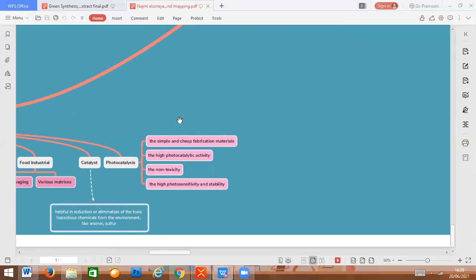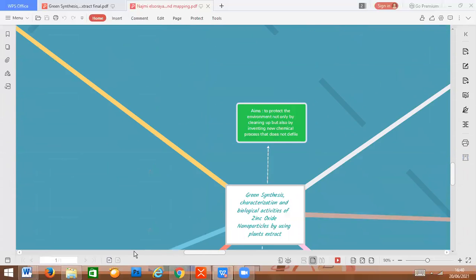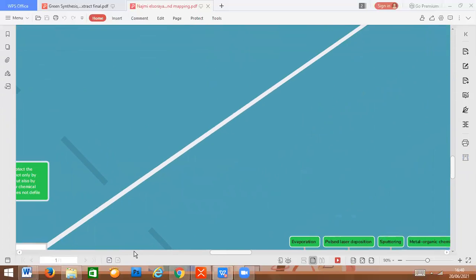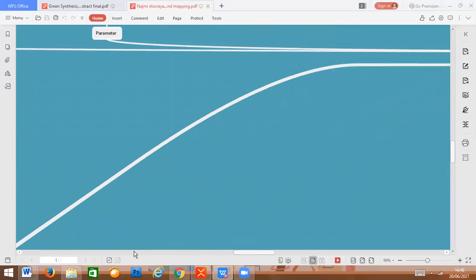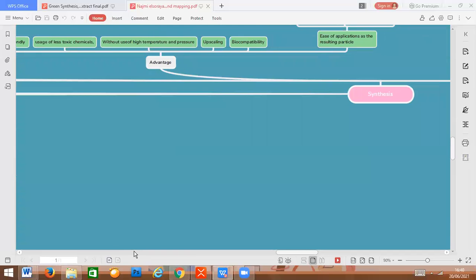And then photocatalyze, this is the reason why ZnO nanoparticles can be applied in photocatalysis. First is the simple and cheap fabrication material, high photocatalytic activity, non-toxicity, and high photosensitivity and stability. These are the applications of ZnO nanoparticles in our daily life. So we can see how the scientists make the ZnO nanoparticles.